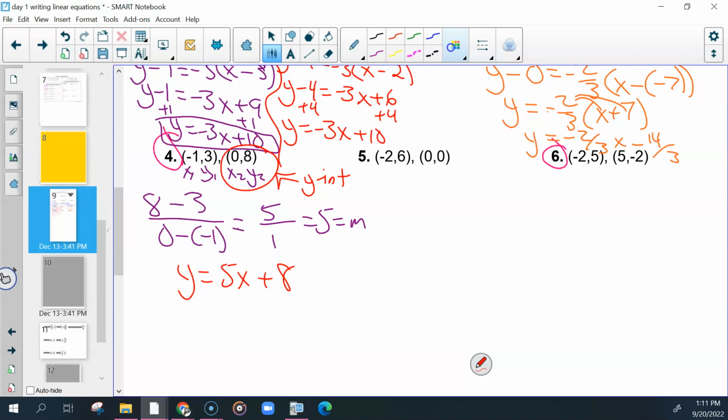Now, you may forget that that's the y-intercept and still do the work, and that's okay. Does anyone need to see that work? Okay.